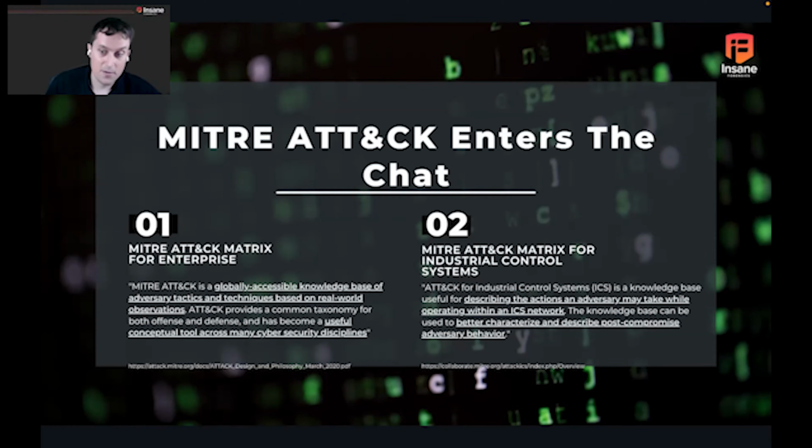There's another matrix that's an offshoot of it, which is the industrial control side. This one focuses on some of the intricacies of an ICS network. The difference from the enterprise side is that this is supposed to better characterize some of the ICS nuance and ICS activities.